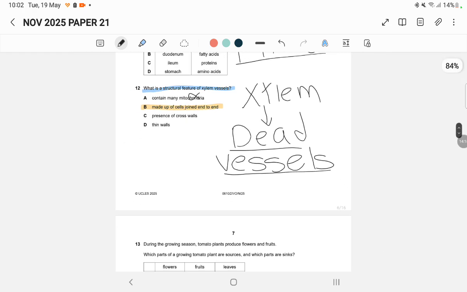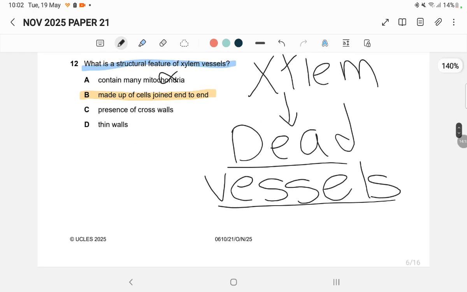So what are cross walls? Well, cross walls are this. So I'm having here a cross wall, and that is a cross wall.